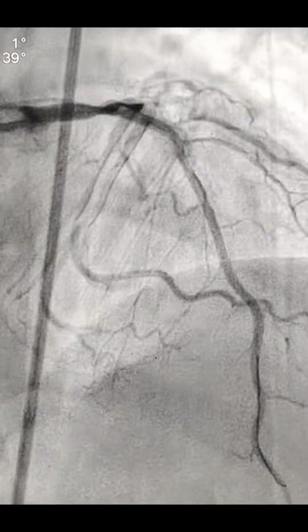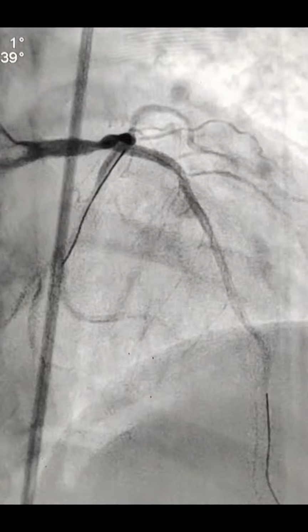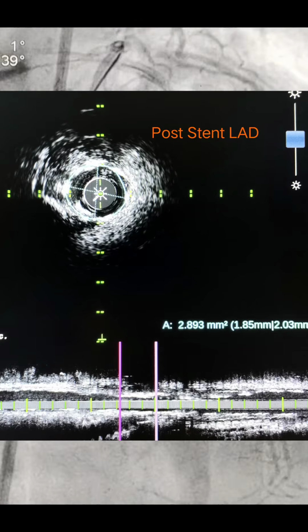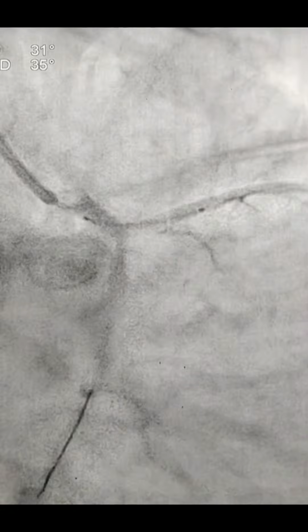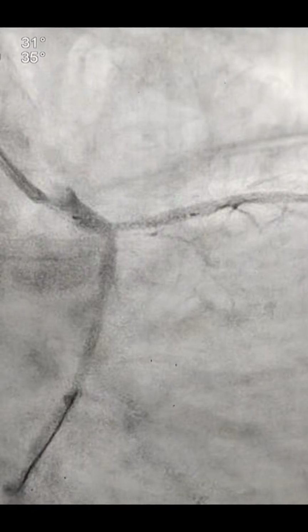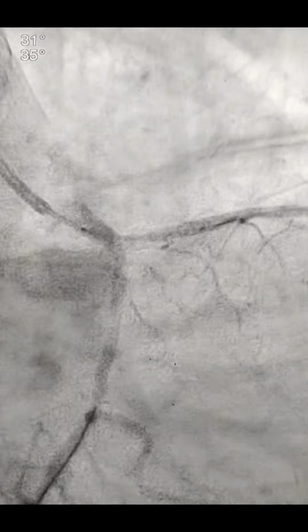After that, we took an IVUS shot again, and we came to know that the stent is under-deployed. So we did the NC balloon for that, and now we wanted to put a stent from LM to ostial LAD, and we wanted to overlap the stent with the earlier mid LAD stent. The proximal diameter of the LAD was 3, so we took a stent of 3 by 20, and we wanted to overlap it with the earlier stent.